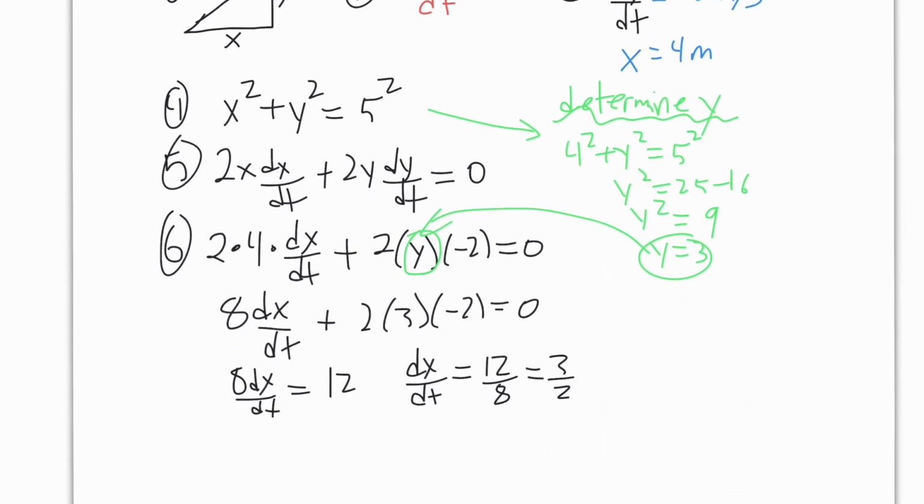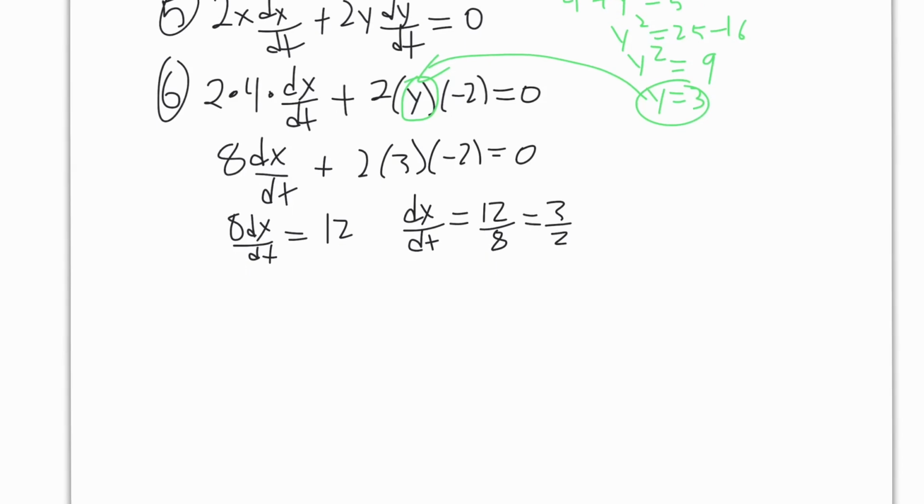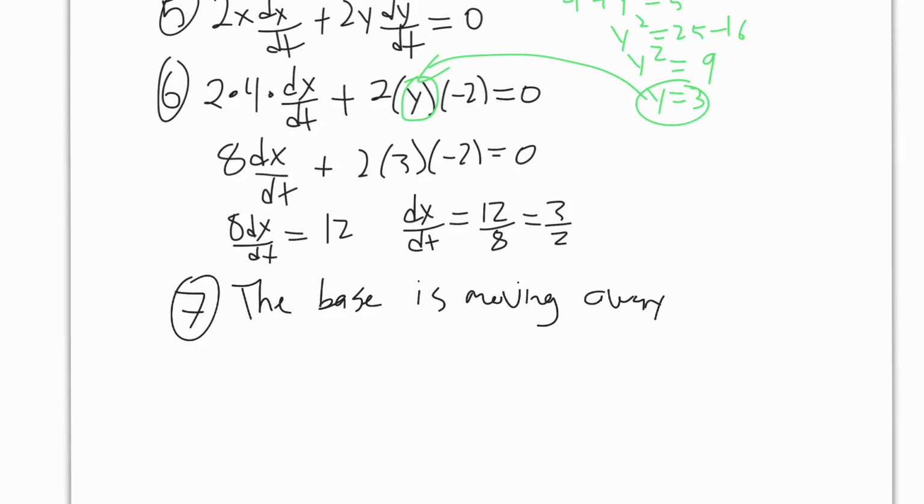Finally, step 7, we can answer in words. So 7, the base is moving away at a rate of 3 over 2 meters per second. And we solved our problem.